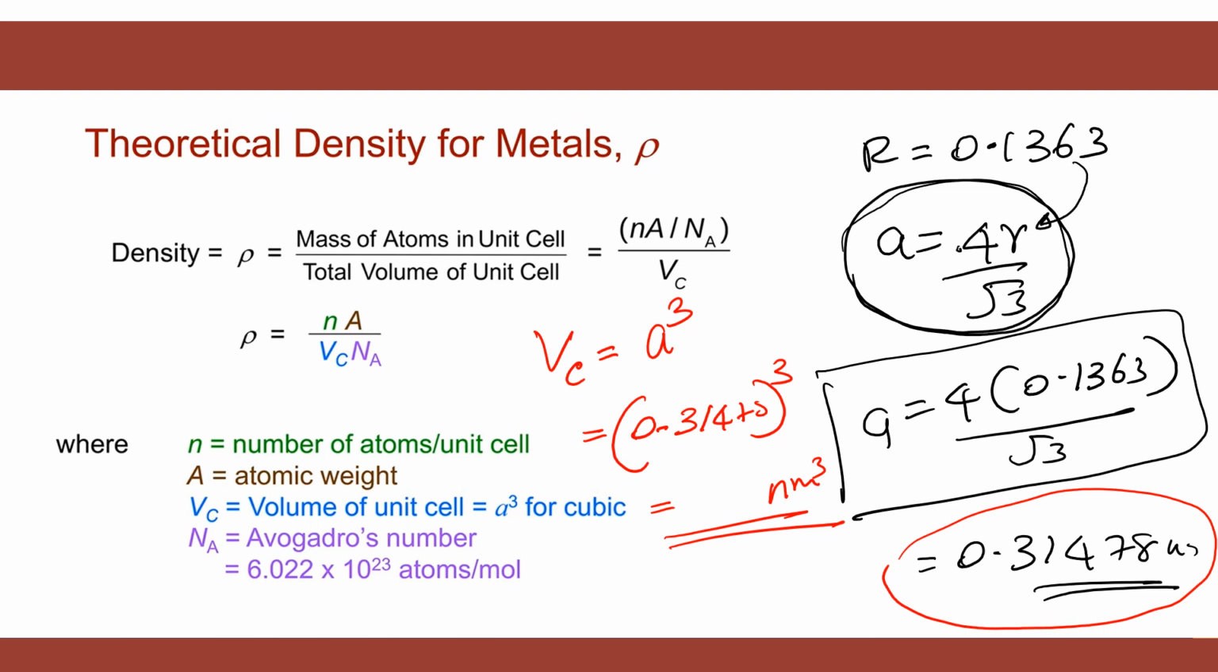If you do that, you get 0.03119 nanometer cubed. Are we good? So finding the edge length and finding the volume, I hope you are okay with that. In the BCC, how many atoms are there? Total number of atoms in a BCC.